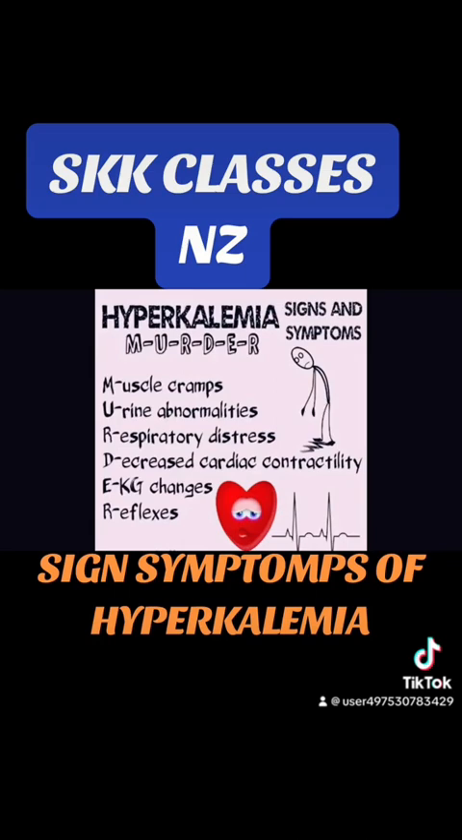symptom is D, which stands for decreased cardiac contractility. Means the patient's heart activity will be decreased. Okay, because hyperkalemia has a direct effect on the cardiac muscles of the heart, because muscles get weak in hyperkalemia, and it may be possible that at any time the patient can get a cardiac arrest. And the next symptom is E, which stands for EKG changes, or ECG changes, you can say.